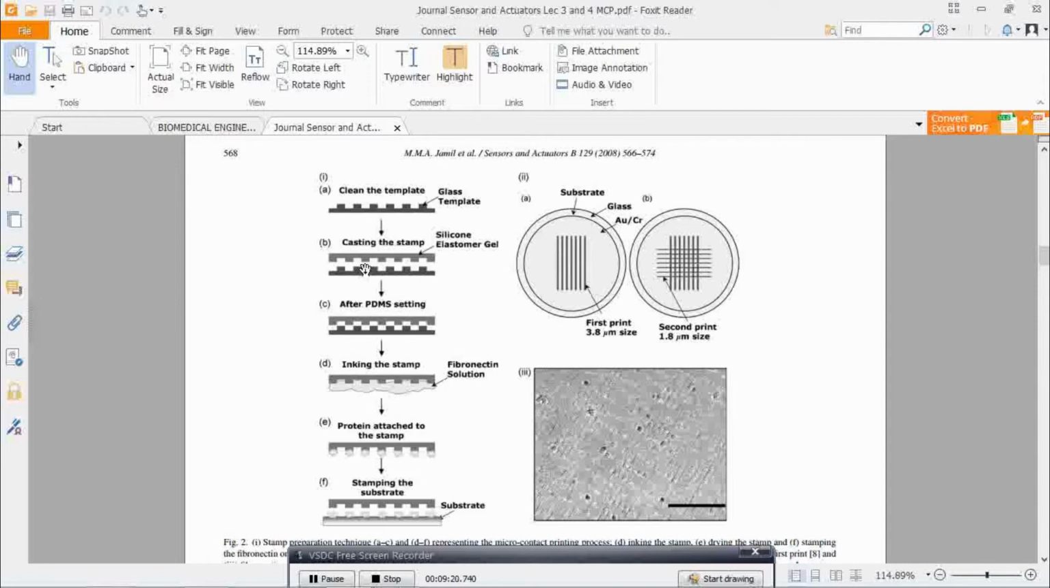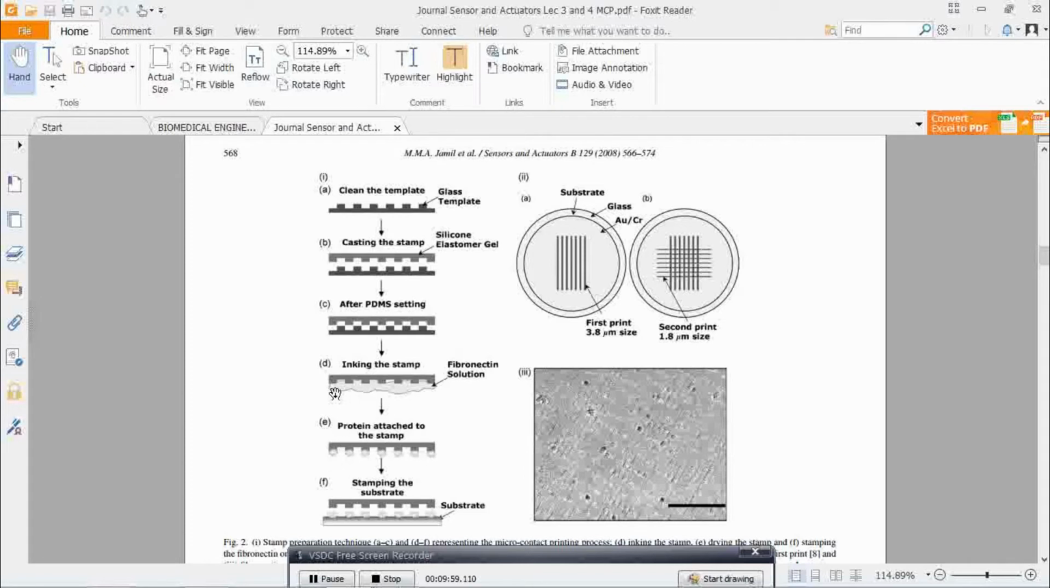At the beginning you want to cast the stamp, so you put the silicone elastomer on top of the glass template, then you let the PDMS set overnight. The next day you remove the PDMS stamp, and then you use that PDMS stamp with the different sizes. In this study we use two sizes, 3.8 and 1.8 micrometer. You ink the stamp with the fibronectin solution. For example, in this study we use fibronectin extracellular matrix protein.